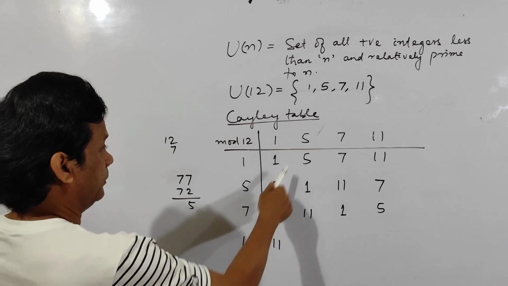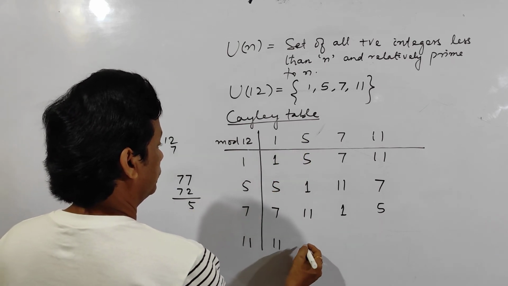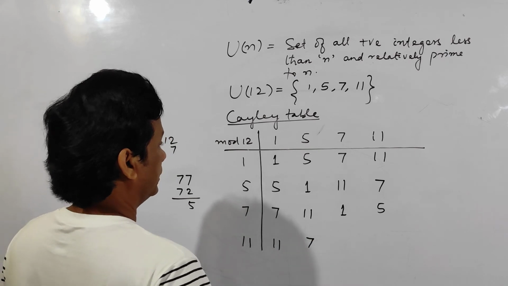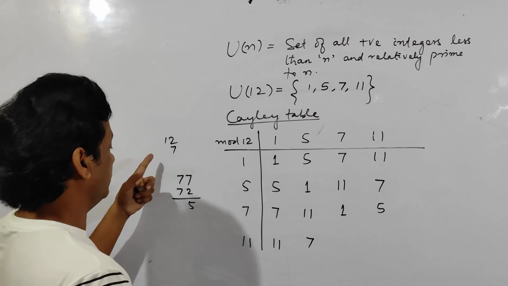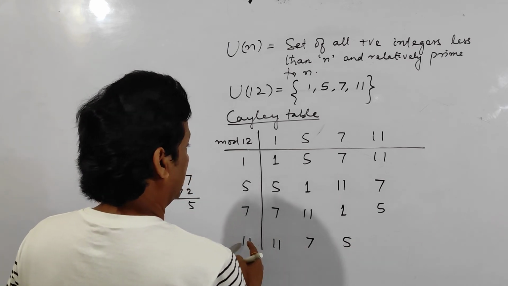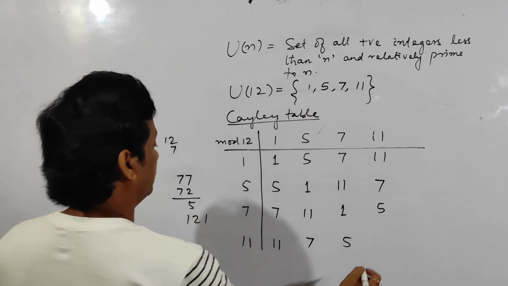And then 11 times 5 is 55. So if 55 is divided by 12, it will be 7. Then 11 times 7 is 77. So when 77 is divided by 12, it will be 5. And 11 times 11 is 121. And 121 means the remainder will be 1.